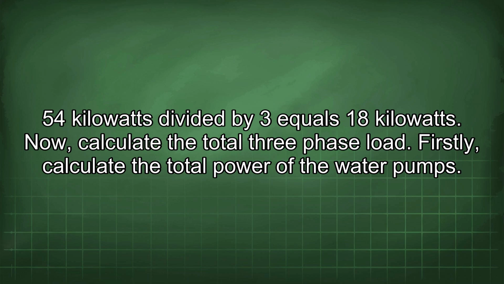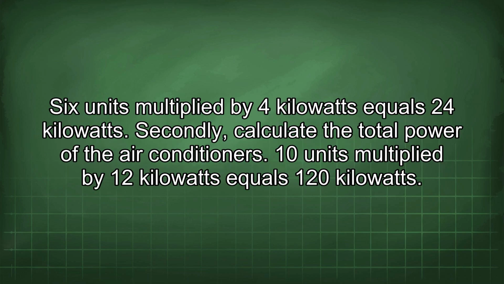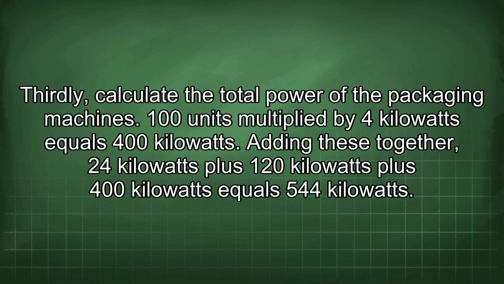Firstly, calculate the total power of the water pumps. 6 units multiplied by 4 kilowatts equals 24 kilowatts. Secondly, calculate the total power of the air conditioners. 10 units multiplied by 12 kilowatts equals 120 kilowatts. Thirdly, calculate the total power of the packaging machines. 100 units multiplied by 4 kilowatts equals 400 kilowatts. Adding these together, 24 kilowatts plus 120 kilowatts plus 400 kilowatts equals 544 kilowatts.